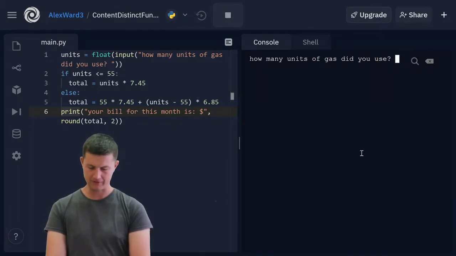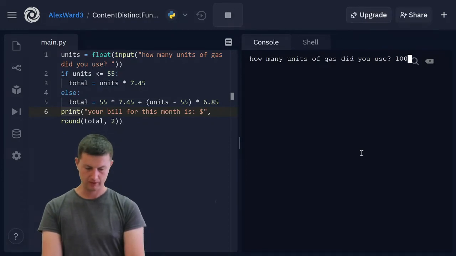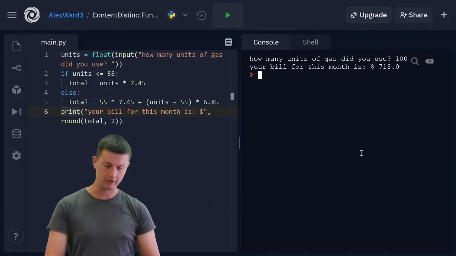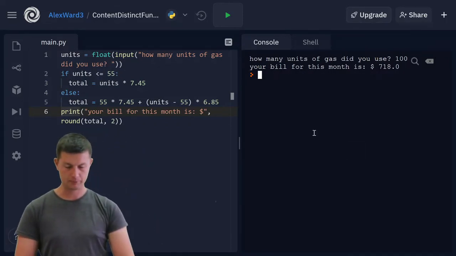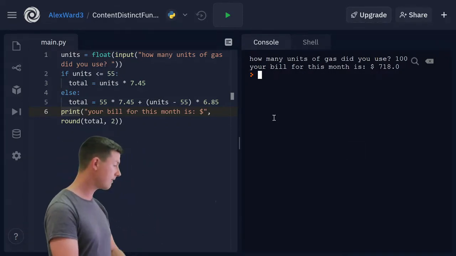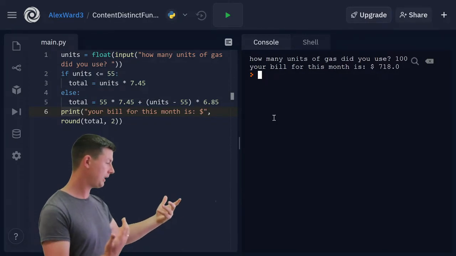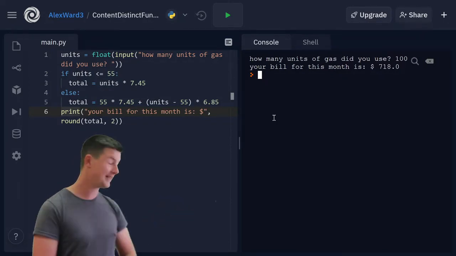How many units of gas did I use? I used 100. $718 a month for gas. Whew, that's pricey. But the math seems to be working out, so even though this company is charging an arm and a leg, it's calculated right.